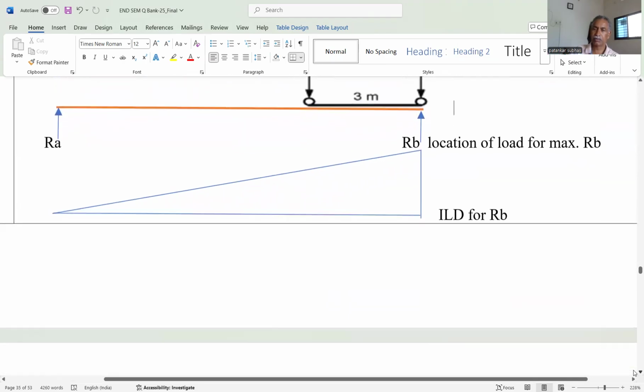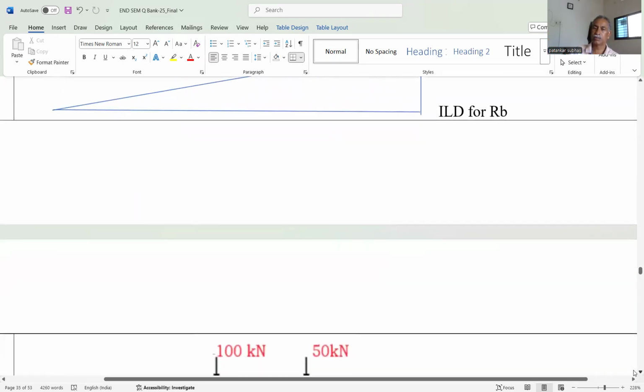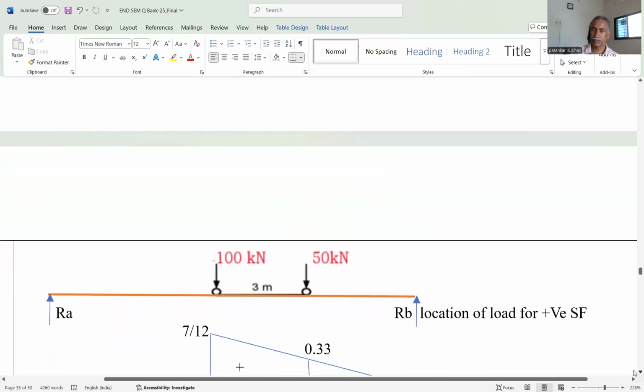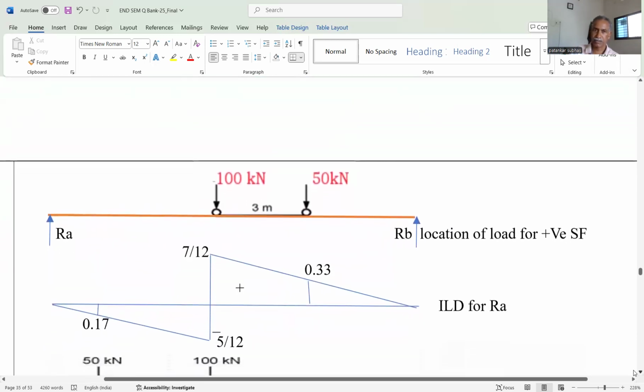Similarly, in our problem, we can find out the location of the load for maximum shear force, negative and positive. Here, this is the example. This is the ILD at a distance of 5 meter and total span is 12 meter. That's why a by L is equal to 5 by 12 and b by L is equal to 7 by 12. Left to right, it is negative, and the section to the right portion is positive. This is the ILD for the shear force at C.